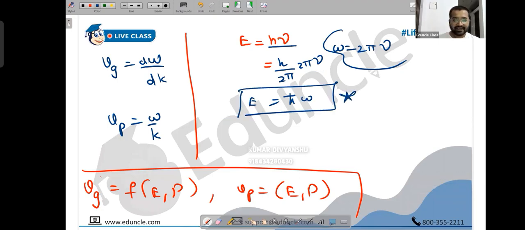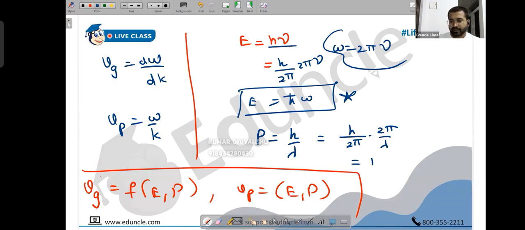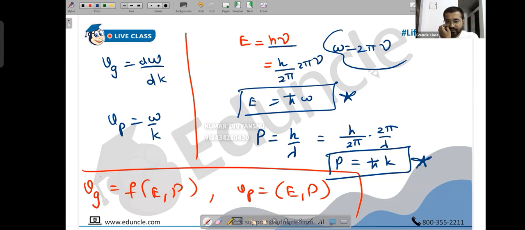Clear? Next. Similarly, let's talk about momentum. Momentum is h by lambda. Multiply and divide by 2 pi. So h upon 2 pi into 2 pi upon lambda is one and the same thing, because 2 pi gets cancelled and I'm getting h by lambda. But what is h upon 2 pi? h cut. What is 2 pi by lambda? k. P is h cut k. You may have learned these relationships in college, not sure. Energy is h cut omega. P is h cut k.